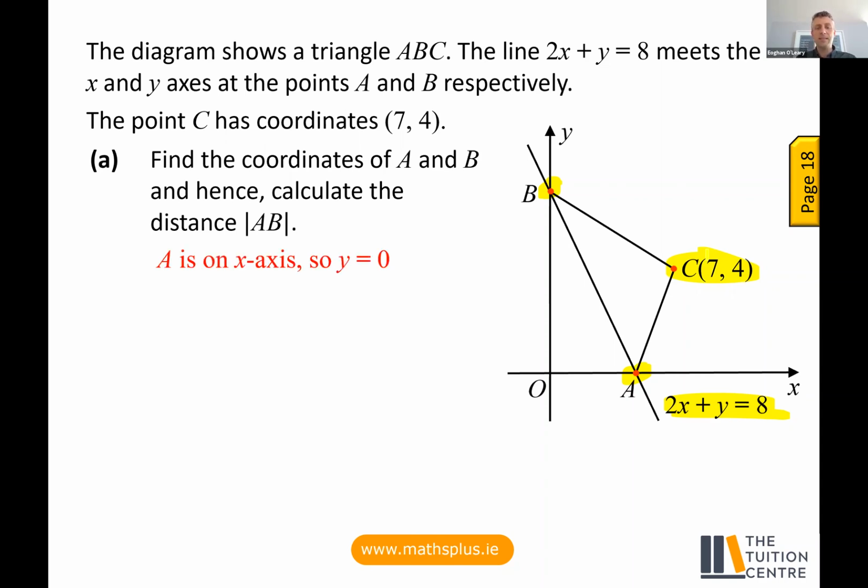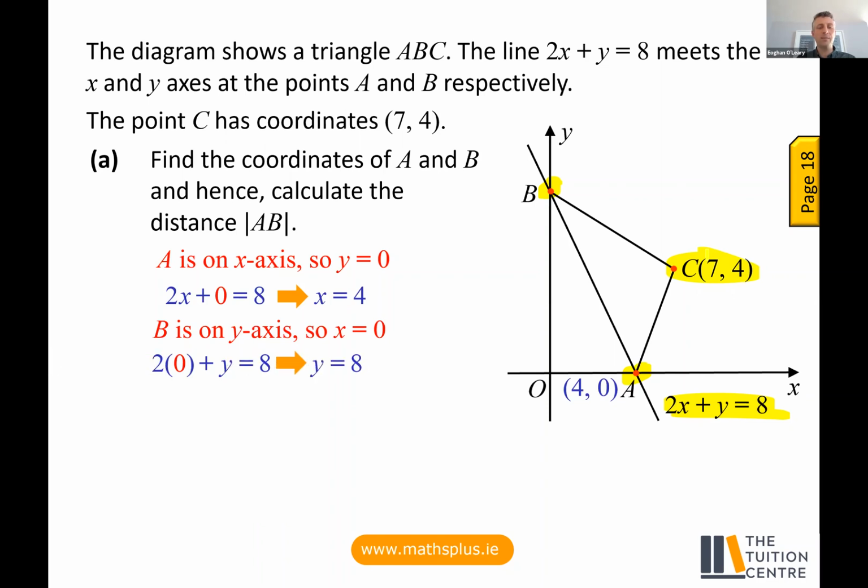So A is on the x-axis. So therefore our y coordinate is 0. Putting in 0 for y, I can calculate x to be 4. B is on the y-axis, so x is 0. Putting in 0 for x, I get y equals 8.